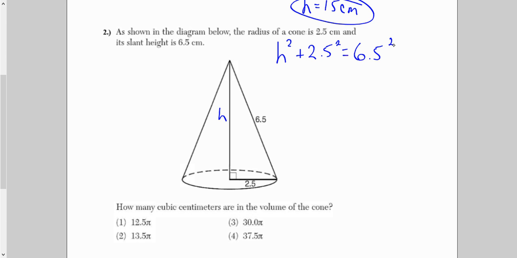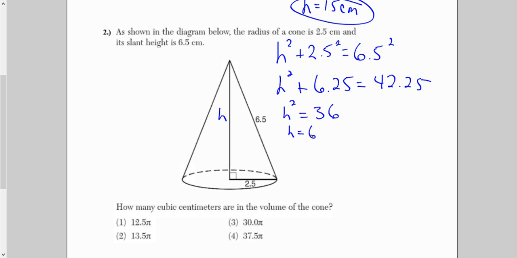Let's see, 2.5 squared would be 6.25. What's 6.5 squared? 42.25. Subtract. What you got? Oh, that comes out nice, doesn't it? So height equals 6. I'm surprised they didn't put that down there as a choice, right? All right, you know, get the height there. Now we just, again, just plug and chug.